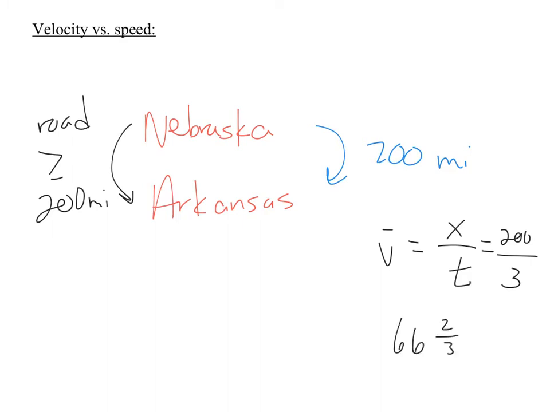You can definitely use a calculator in the class. It's not a problem. Okay, so 66 2/3 miles per hour. That would be your average velocity on this trip if you were going a straight line distance, but you're not.